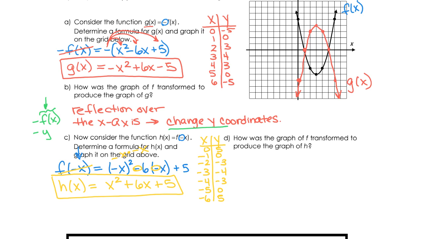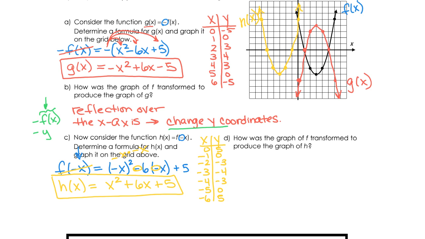So 0, 5, be careful. 0 means no left and right. 5 up. 1, 2, 3, 4, 5. Then -1, 0. -2, -3. -3, -4. -4, -3. -5, 0. -6, 5. Okay, nice smooth curve that hits all your points with arrows. And this one is called h of x.